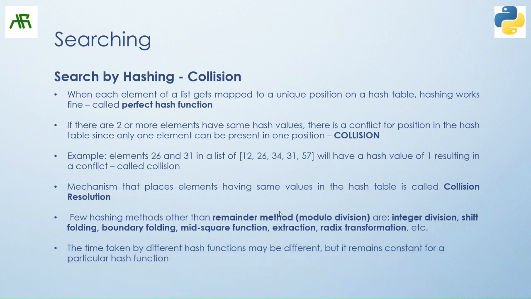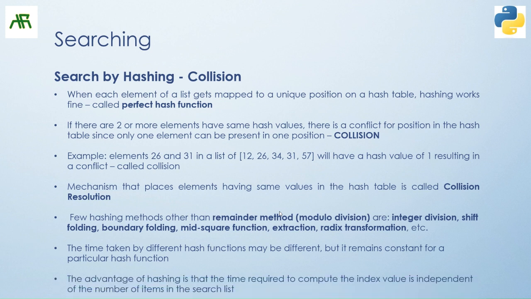The time taken by different hash functions may be different, but remains constant for a particular hash function. And we talked about so many methods, right? Each has its own time considerations. But if you take one hash method, it's going to be constant across implementations. The advantage of hashing is that the time required to compute the index value is independent of the number of items in the search list.